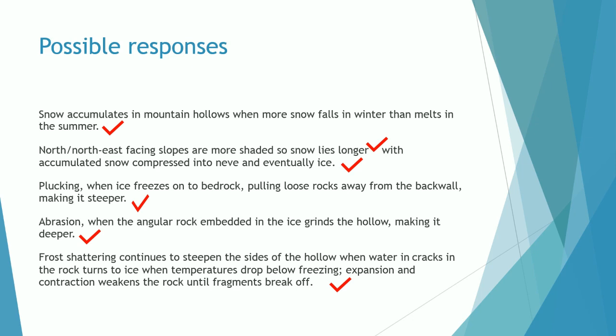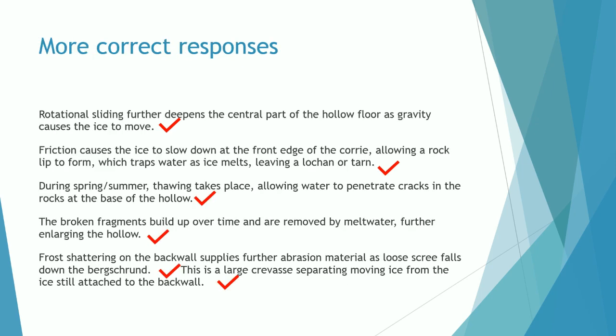Another mark. Frost shattering continues to steepen the sides of the hollow, when water in cracks in the rock turns to ice. When temperatures drop below freezing, expansion and contraction weakens the rock, until fragments break off. Another mark. Rotational sliding further deepens the central part of the hollow floor, as gravity causes the ice to move. Another mark. Friction causes the ice to slow down at the front edge of the corrie, allowing a rock lip to form, which traps water as ice melts, leaving a loch or dun.